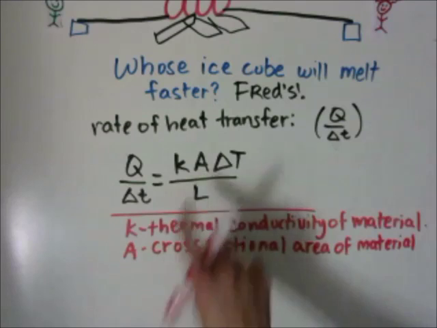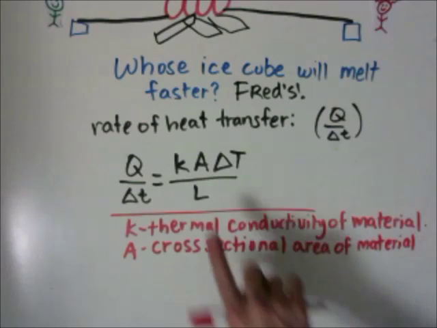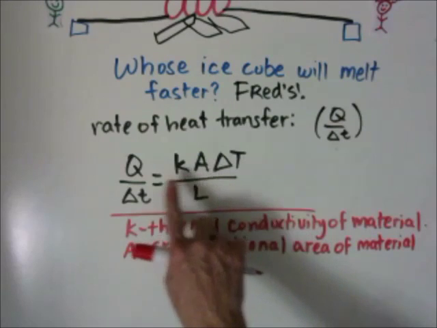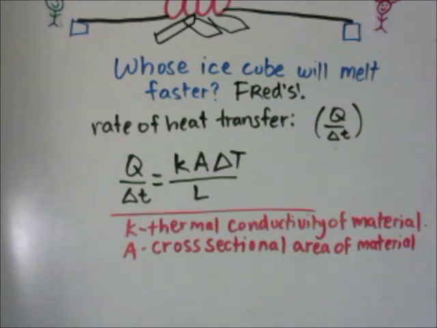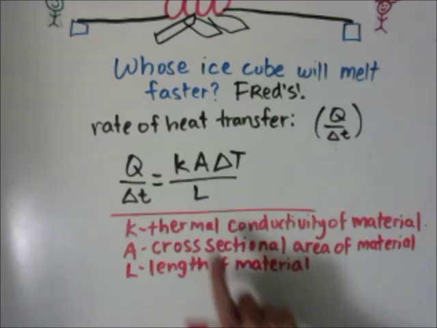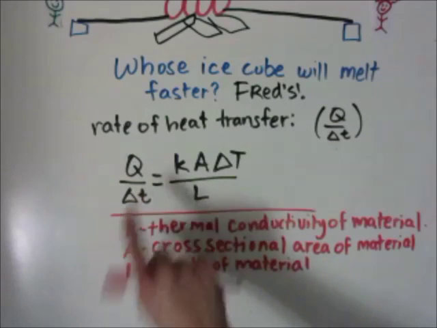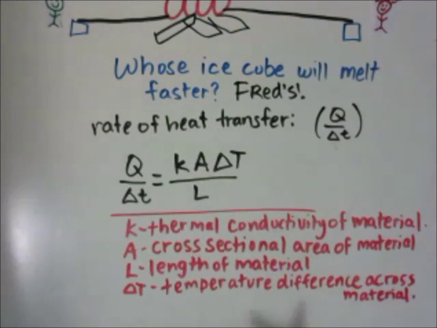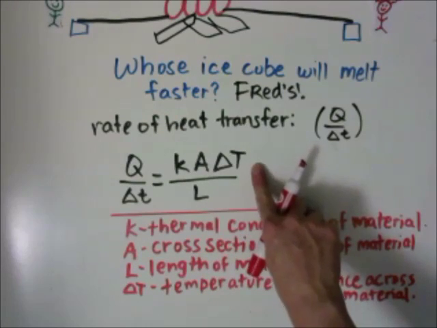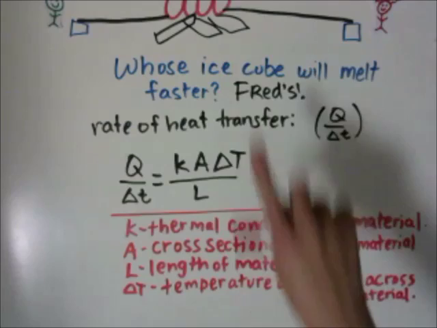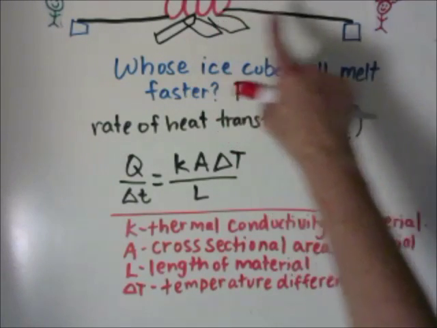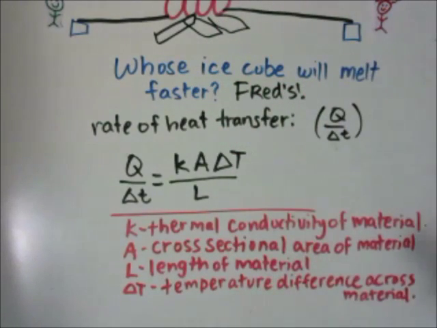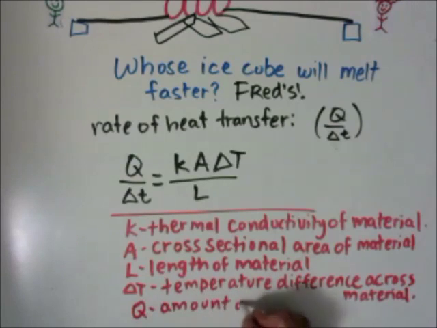A is the cross-sectional area of the material. So a larger cross-sectional area will have a larger rate of heat transfer. L is the length of the material. A larger length will have a smaller rate of heat transfer. Delta T is the temperature difference across the material. So the difference in temperature from one point to the other. If it is a large temperature difference, it will have a faster rate of heat transfer.